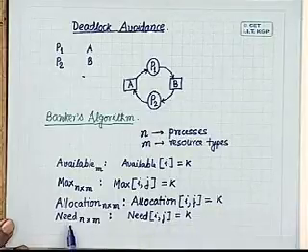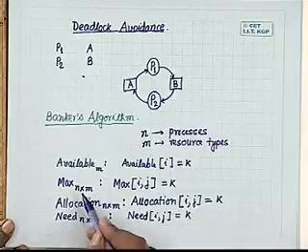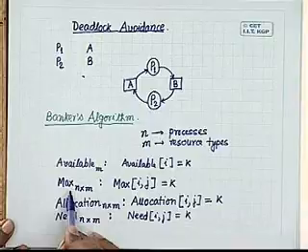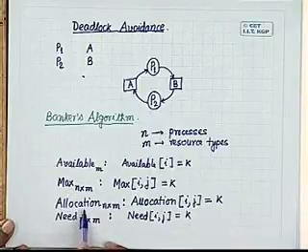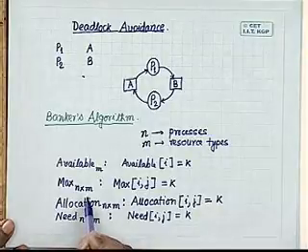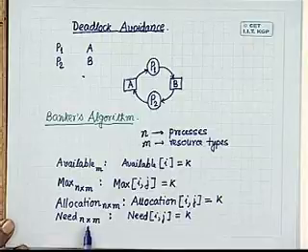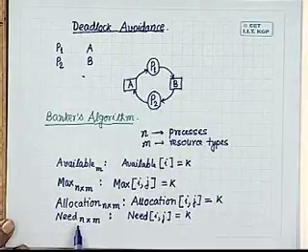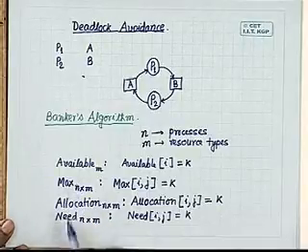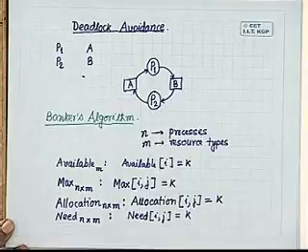So as I said, need can be computed from max and allocation, because the process has declared the maximum requirement, and allocation tells you that out of that maximum requirement, what is the number of resources that are currently allocated. So obviously the remaining number is the matrix need. So naturally, need is the difference of max and allocation. If you know max and allocation, you can compute need.